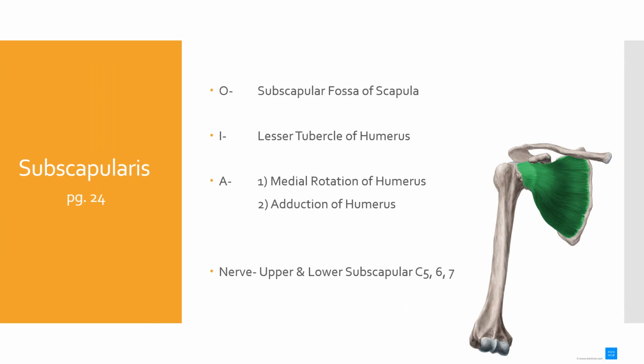Subscapularis, origin, subscapular fossa of scapula. Insertion, lesser tubercle of humerus. Two actions include medial rotation of humerus and adduction of humerus.